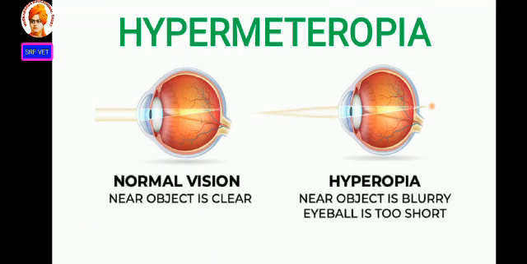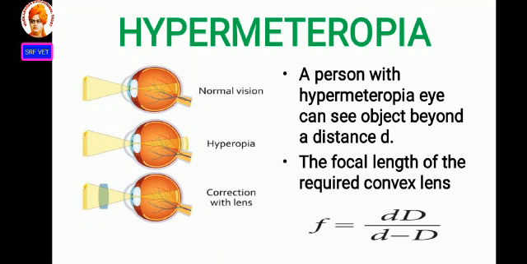Okay, in this picture, the first one is normal vision. The image is formed on the retina. In the second one, the image is formed behind the retina. This is the hypermetropia defect. This defect can be corrected by using a convex lens. For example, a person with a hypermetropic eye can see objects beyond a distance small d. Suppose he wants to see objects closer than this, up to a distance of capital D. Then the required focal length of the convex lens is f equal to small d times capital D divided by small d minus capital D.